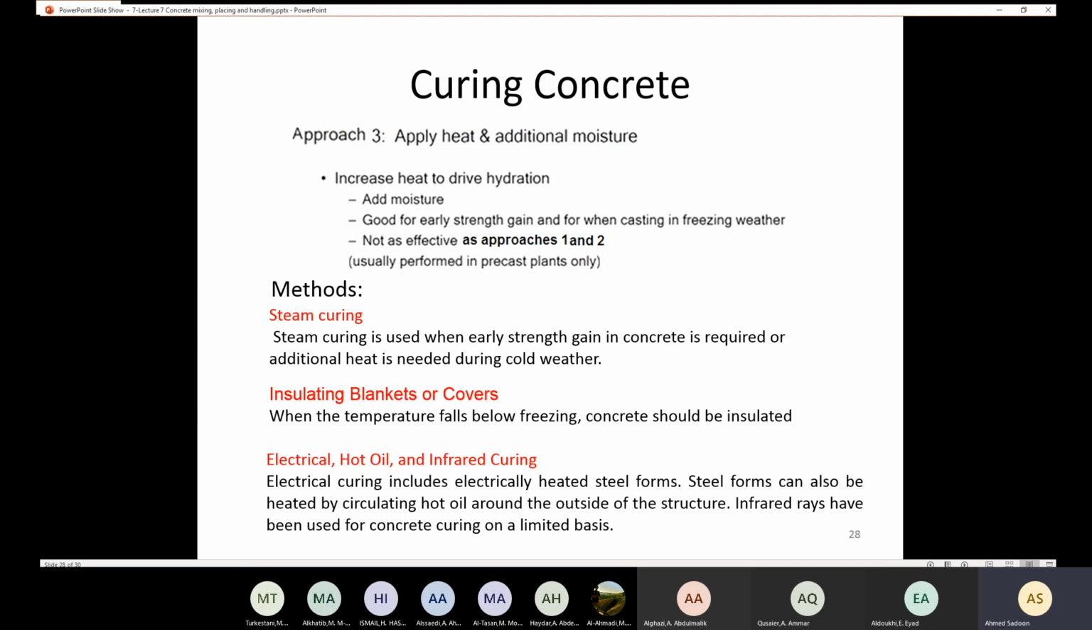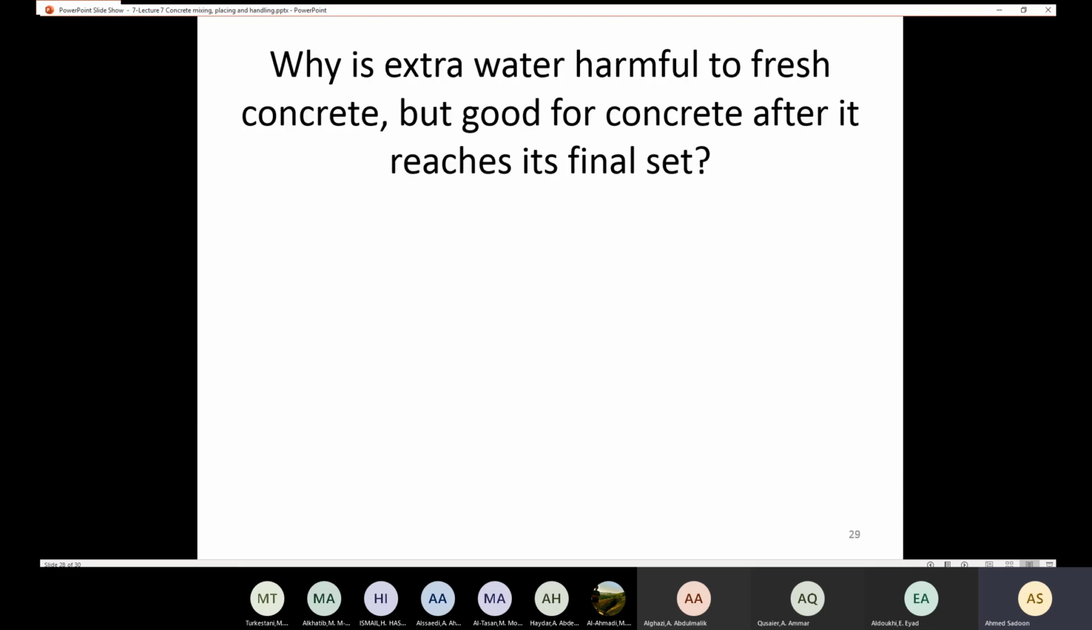Which one should be used? It depends on the type of the structure. It depends on the environment around your structure. I'm going to stop here. Here is a question for you to think about.